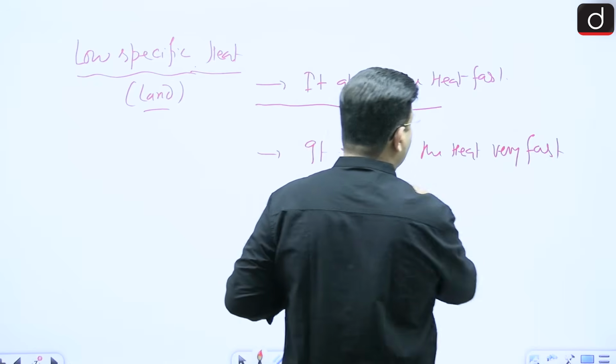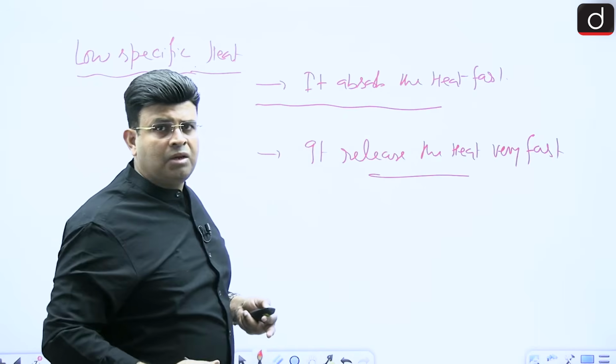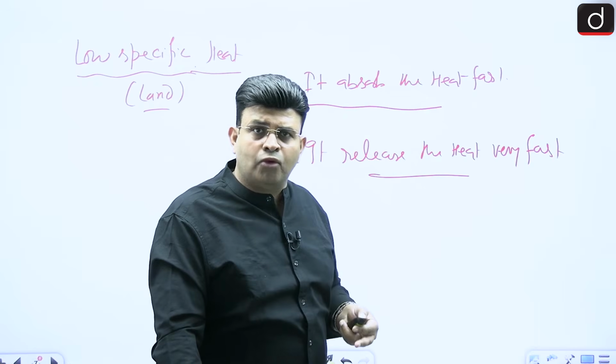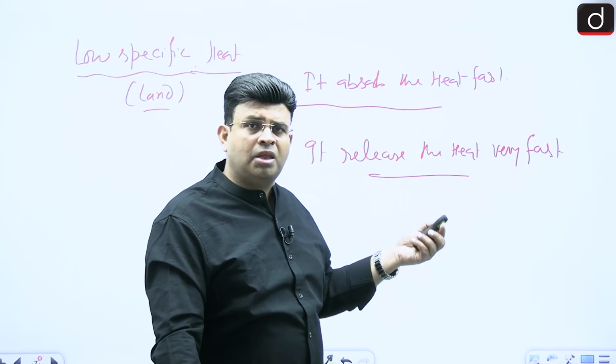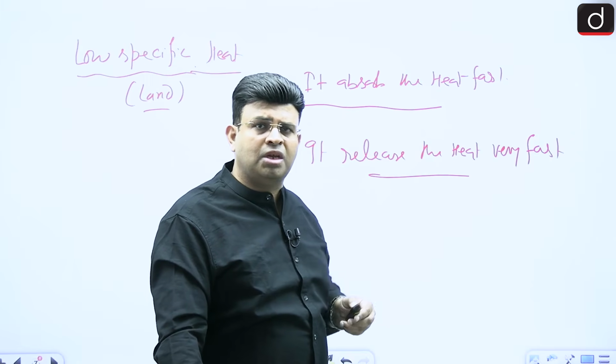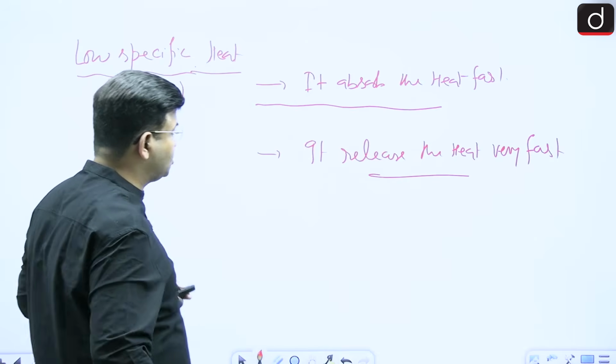Means it is 4 times faster than the water body. So the land will absorb the heat 4 times faster in the summer, and in the winter it will release the heat 4 times faster. So this concept is very much required.